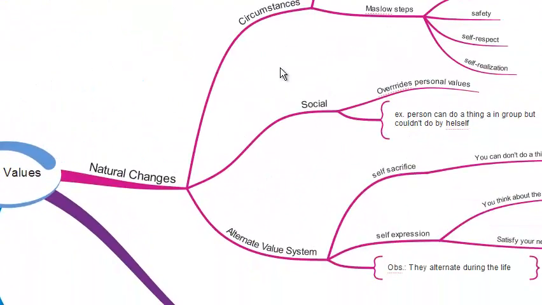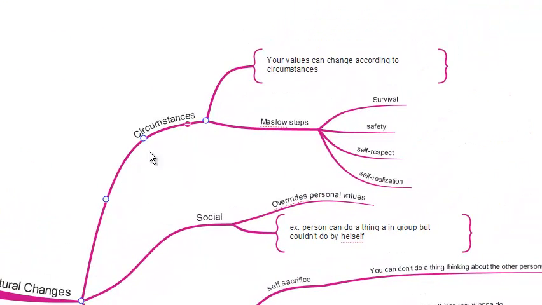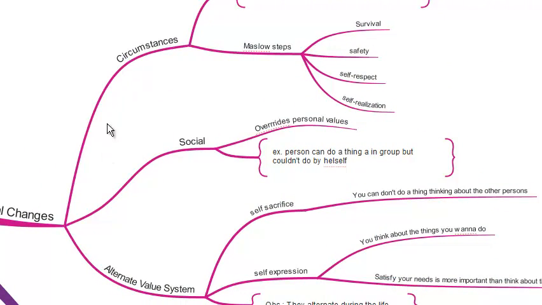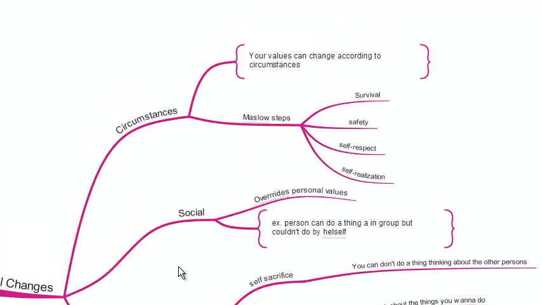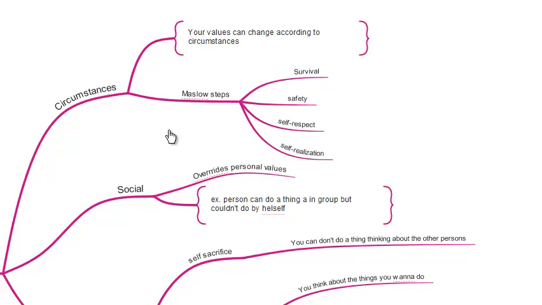Okay, as I said, your values can suffer natural change, and that change could happen in three ways: circumstance, social, and you can alternate your value system. The first way is circumstances. Your values could change according to the circumstances.